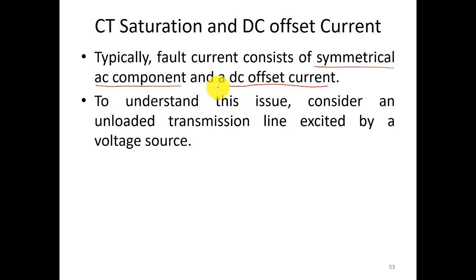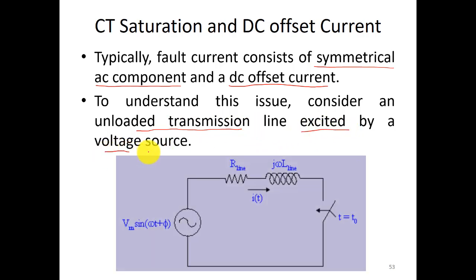To understand this issue, let us consider an unloaded transmission line which is excited by a voltage source. Let us consider a transmission line with R line as the resistance and L line as the inductance of the line. Then the voltage source is connected here. It is Vm sine omega t plus phi. Phi is the phase angle of the voltage with respect to the reference.